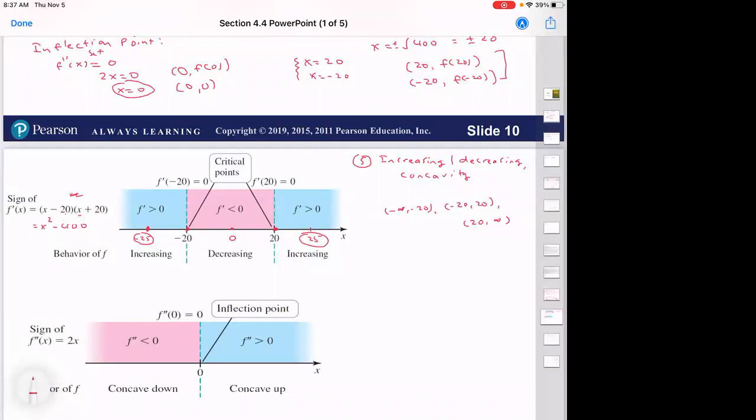Multiply that. What do you get? You get a positive number. Good. So f prime is positive here. That means the function is increasing on the interval from -infinity to -20.